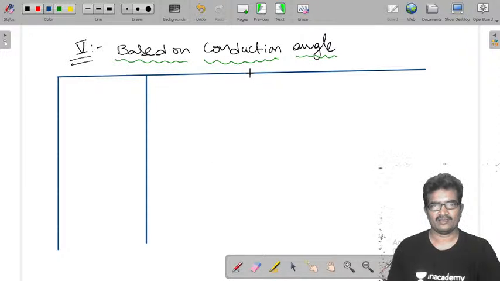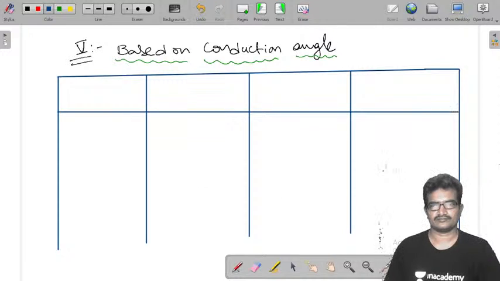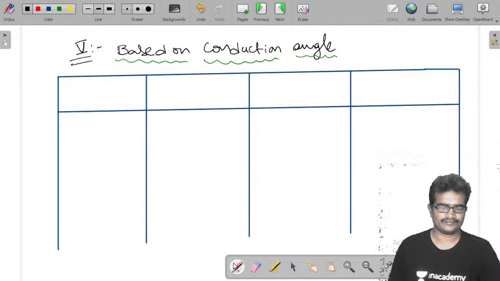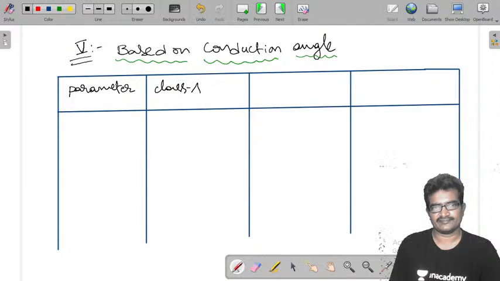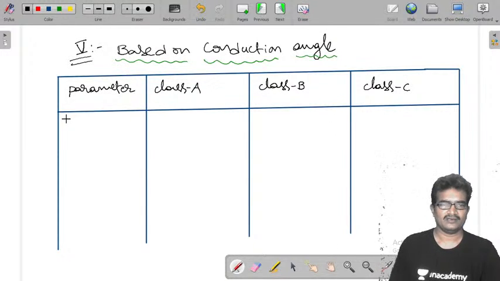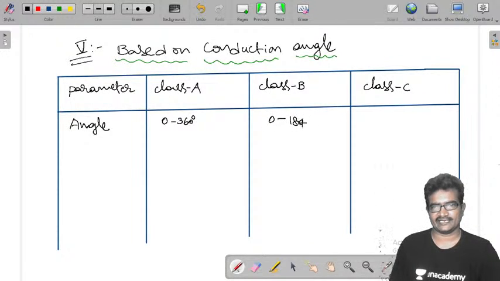First column is parameters. Next class A, class B, and class C power amplifier. Now here first one is a parameter. Second one is class A power amplifier, next one is class B power amplifier, and last one is class C power amplifier. So first parameter is angle of conduction. Class A conduction angle is 0 to 360 degrees. Class B is 0 to 180 degrees, and class C is less than 180 degrees.